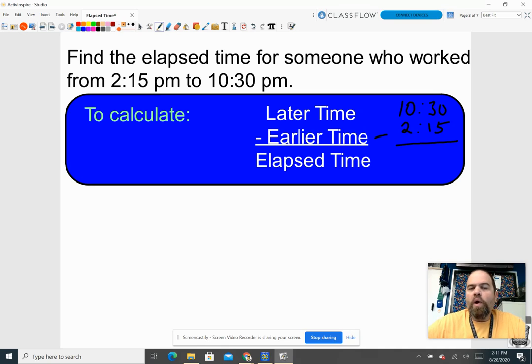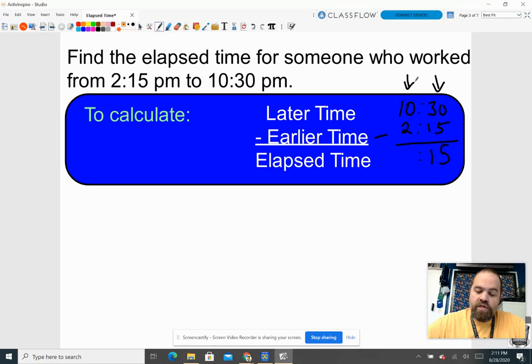This doesn't quite work like a grade school subtraction problem. You're not going to go digit by digit from the right to the left. We're going to subtract the minutes and then subtract the hours. So grab a calculator if you need it, but I'm going to subtract 15 minutes from 30 minutes. So that is 15 minutes, straightforward subtraction.